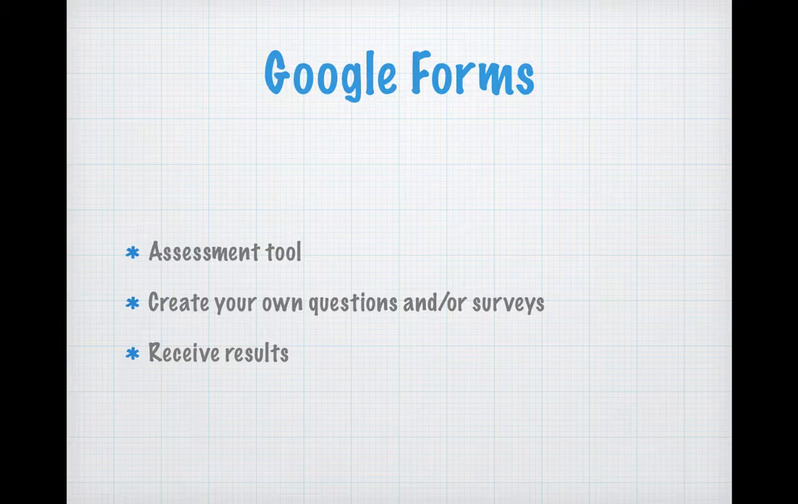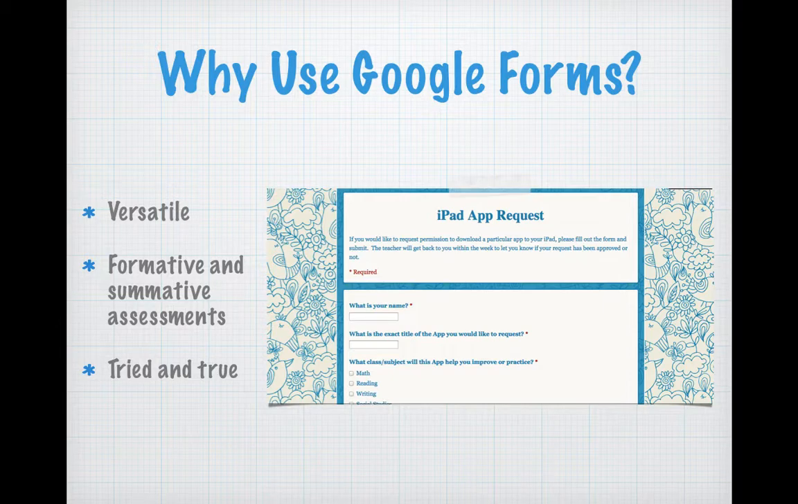I selected Google Forms because of its versatility as an assessment tool. It allows you to create your own questions or surveys and then receive the results. It's really easy to use and I think underrated as a tool for both formative and summative assessments. I used it in the past for app requests from students, and then I admittedly forgot about it until recently when it was brought up in our course assessment wiki, and then I immediately began using it again as a reflection tool for my students, which I'll discuss later.